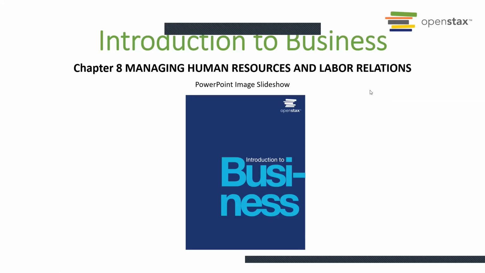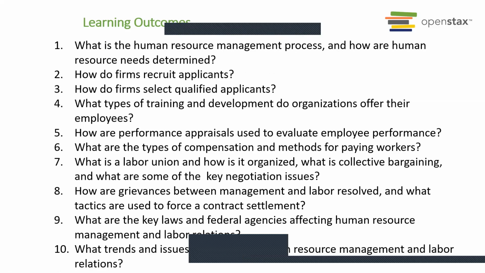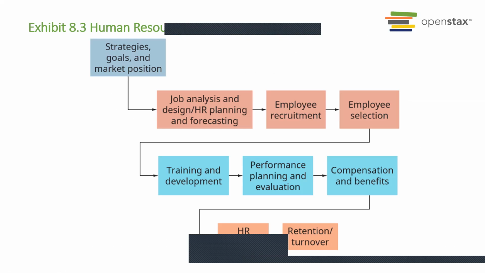All right, class. This is Chapter 8, Managing Human Resources and Labor Relations. These are the 10 learning outcomes from the chapter. Please review the learning outcomes and the section in each chapter of the textbook.